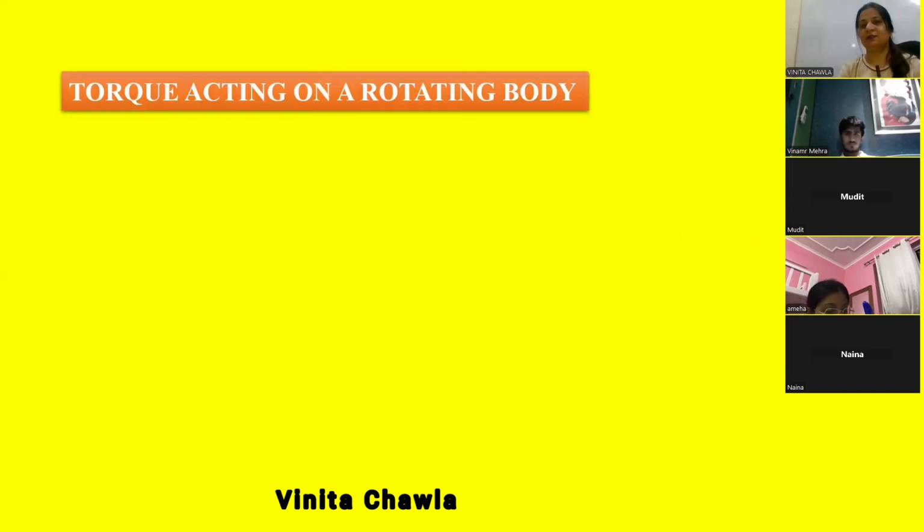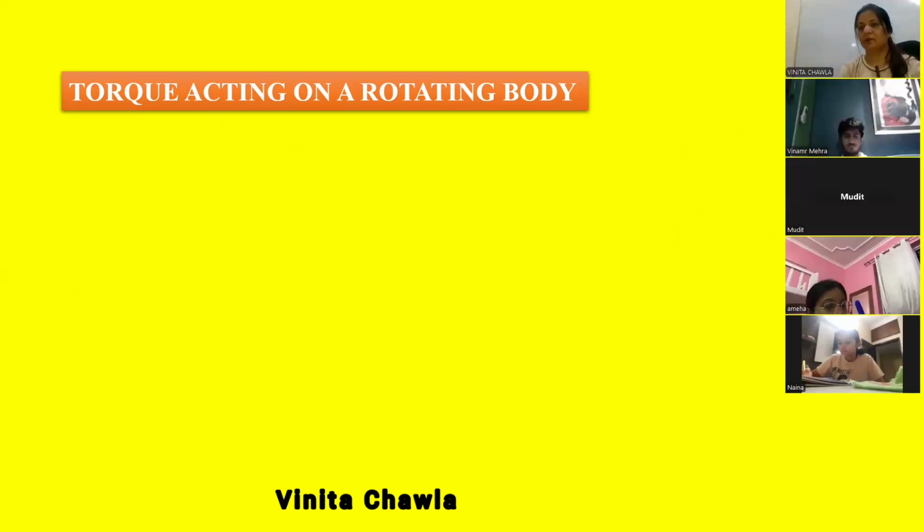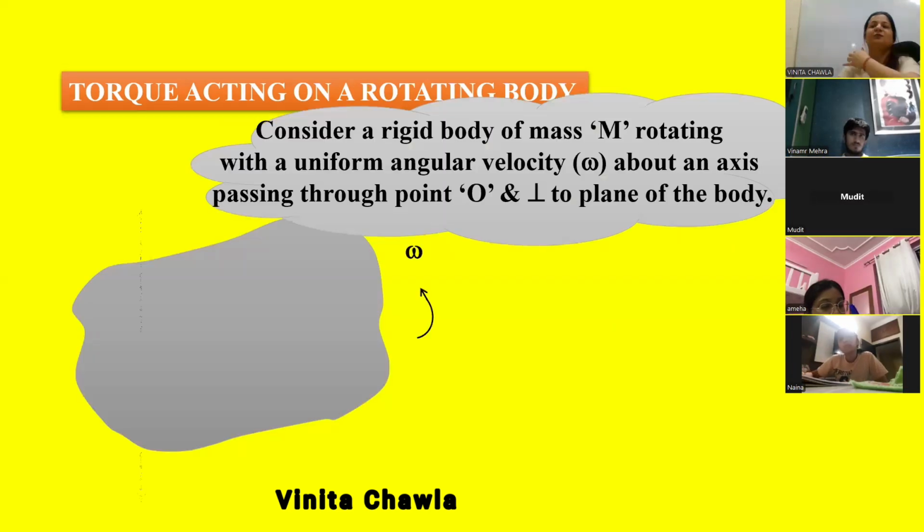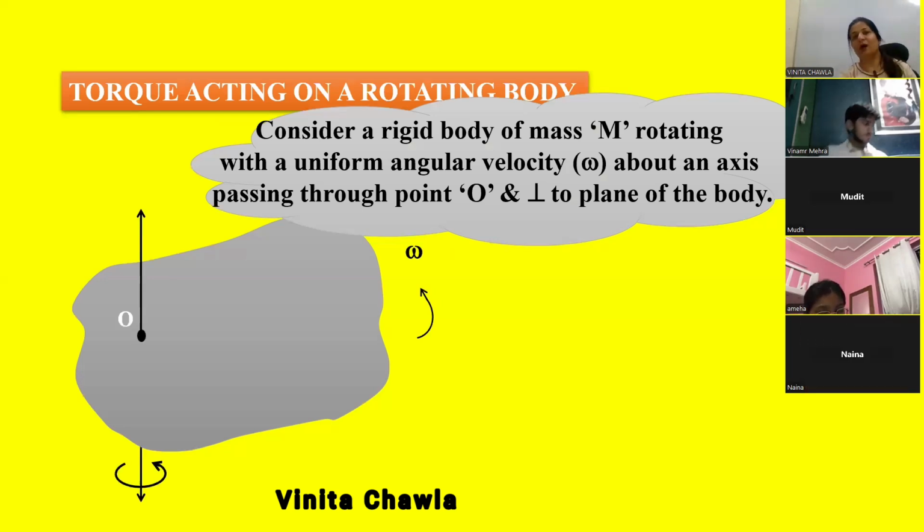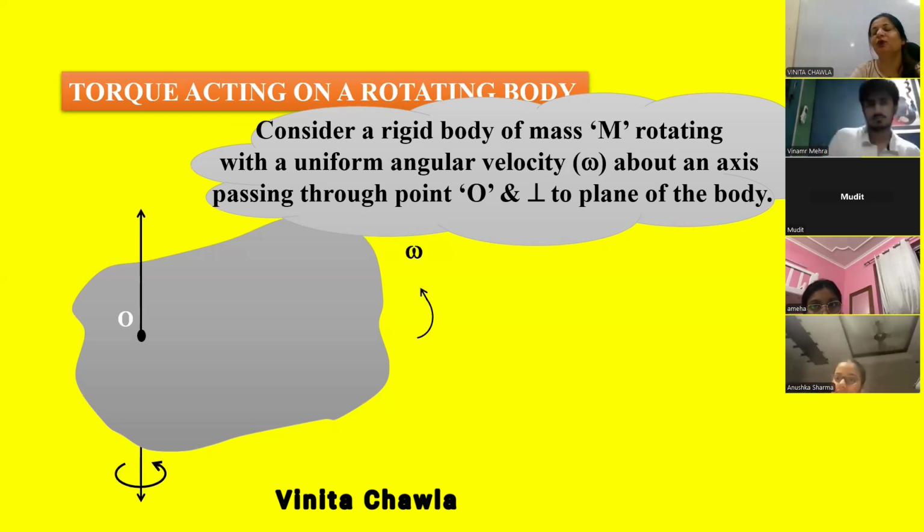Now write this heading: torque acting on a rotating body. Torque acting on a rotating body. Consider a rigid body of mass m rotating with a uniform angular velocity omega about an axis passing through the point O and perpendicular to the plane of body.